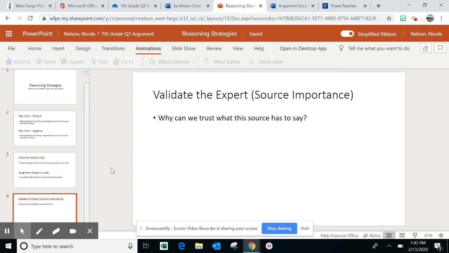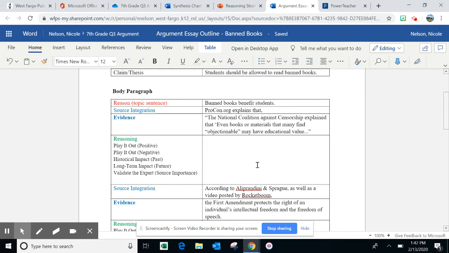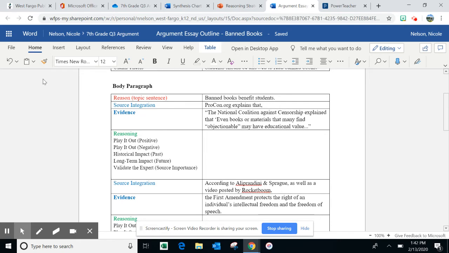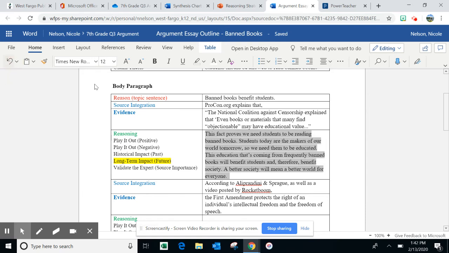So knowing what those are now, I'm going to go back over to my argument essay. And my very first reasoning, I'm going to show you long-term impact. My evidence says the National Coalition Against Censorship explained that even books or materials that many find objectionable may have educational value. I'm going to talk to you about the long-term, like far off into the future, how that's going to impact the world.